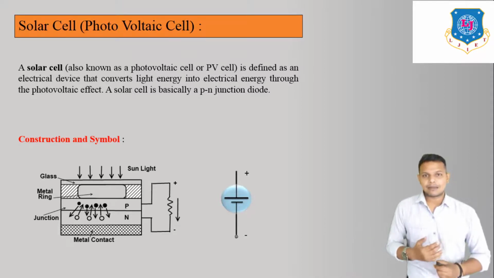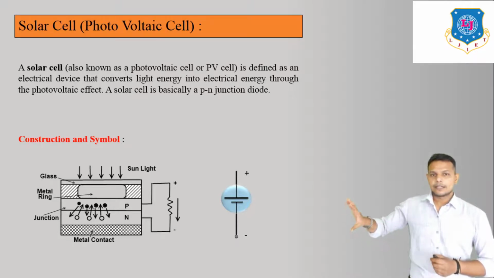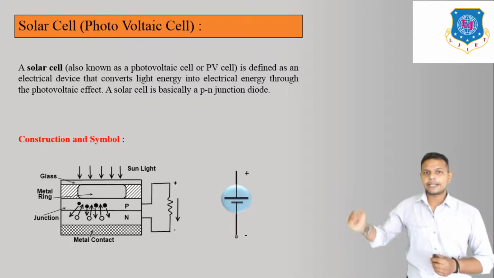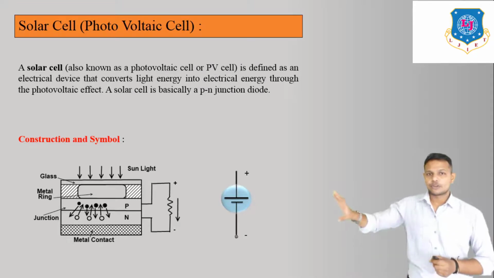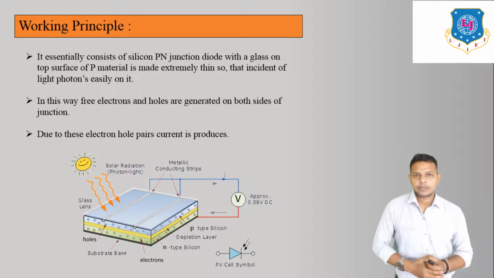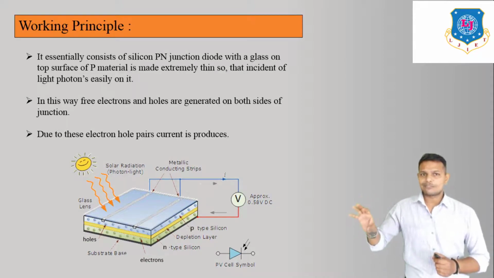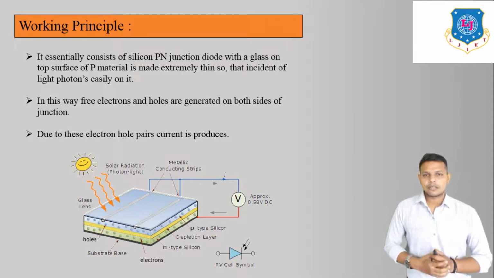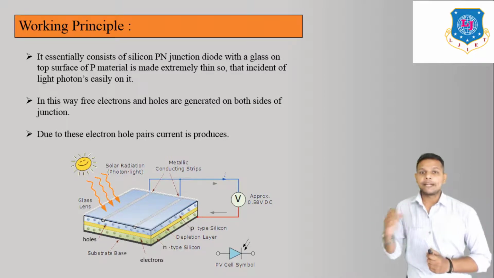So let us discuss the working of the solar cell in detail. Till then, see this symbol of the solar cell, with plus polarity here and minus polarity here. Remember this, as we are going to use it in the working principle. It essentially consists of a silicon p-n junction diode with glass on top. The surface of the p-type material is made extremely thin, because if it is thin, then photons can easily strike the p-type material.